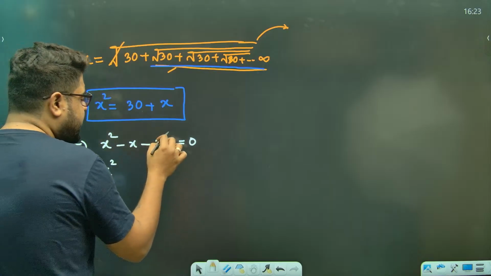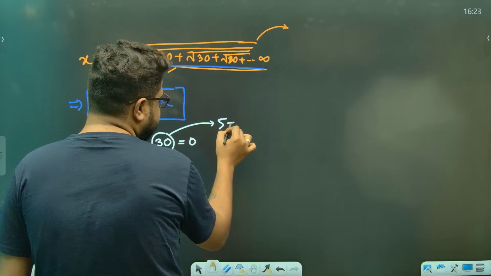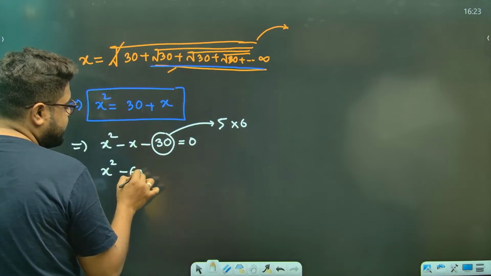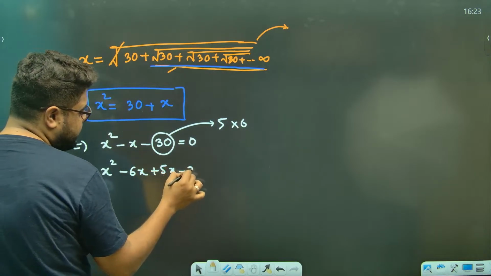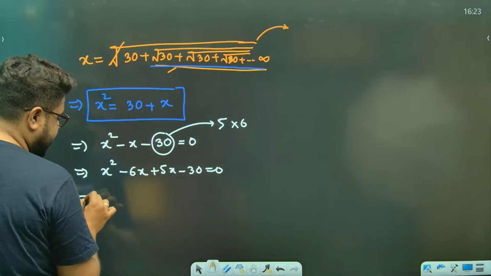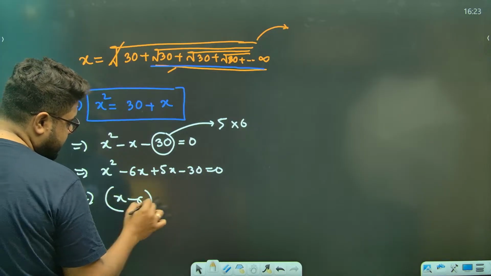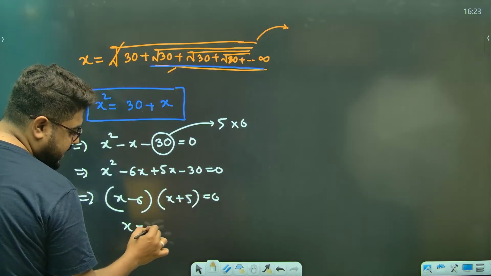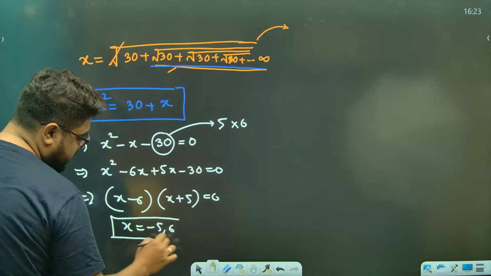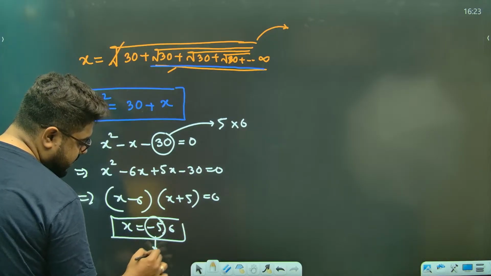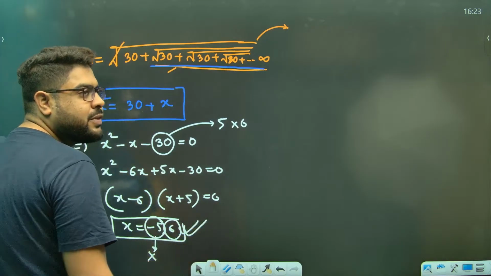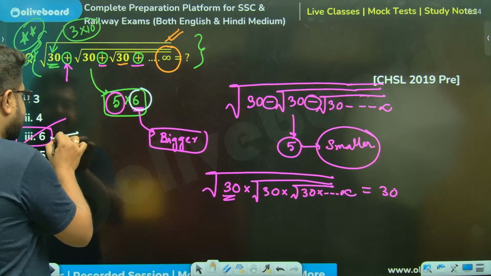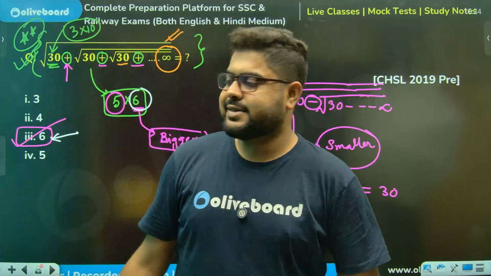Sir, so 30 means it is 5 into 6. Sorry. So x square minus x minus 30 equal to 0, which is x square minus 6x plus 5x minus 30 equal to 0. I'm showing it. I'm not doing any shortcuts. Right? Middle term, that is minus 5 comma 6. Now the value of x cannot be negative. So the value of x has to be 6. You see, that is what I have written. The value is 6.